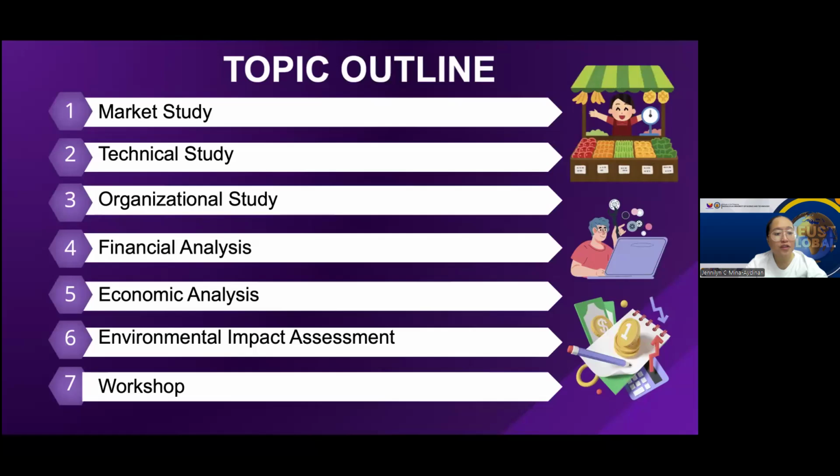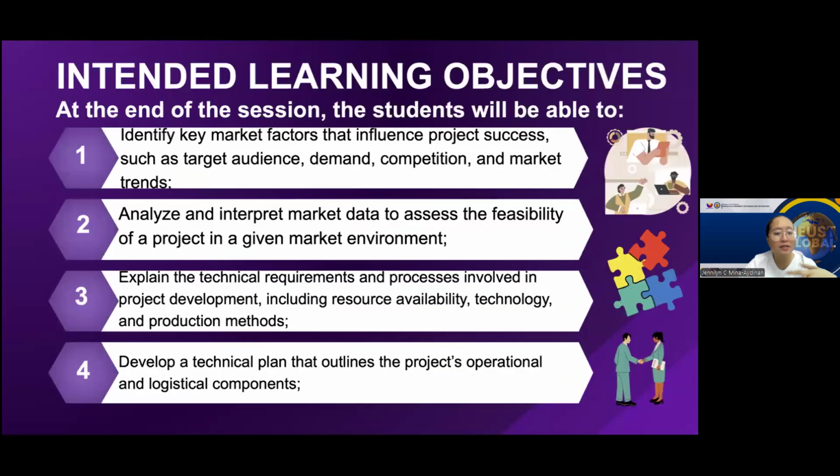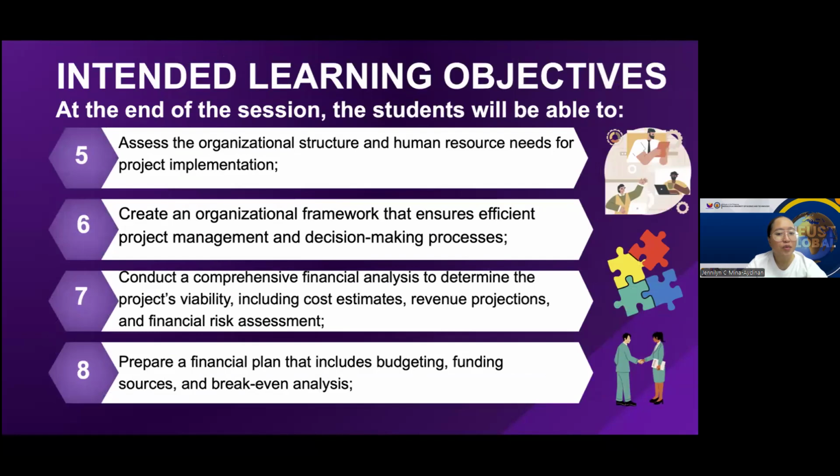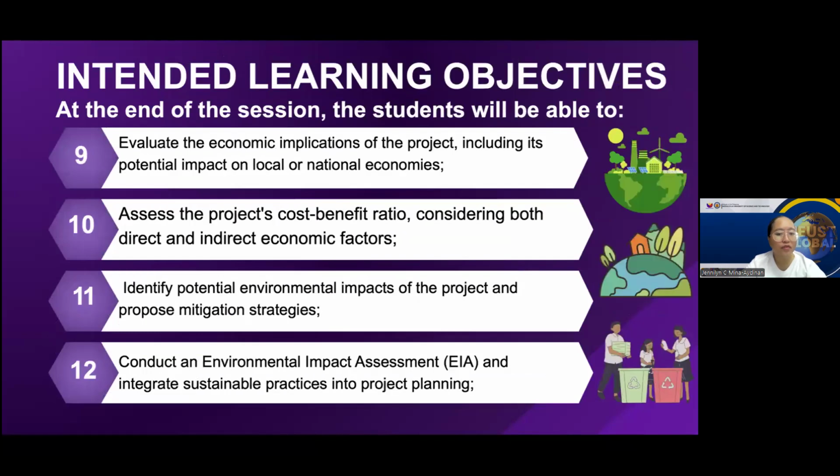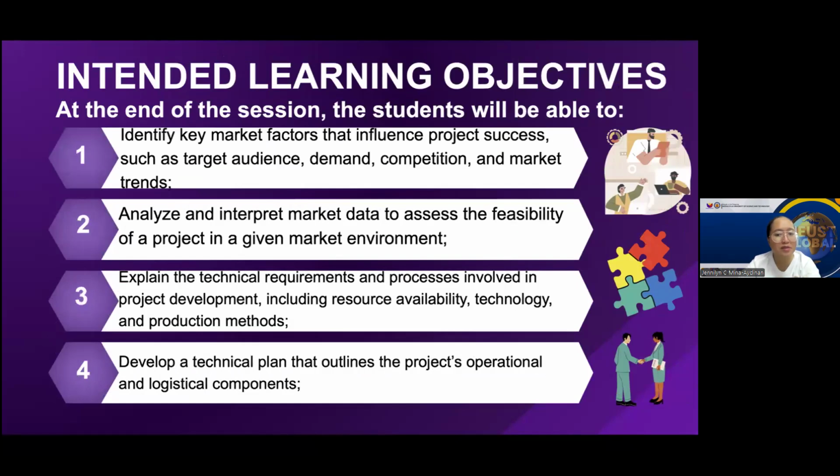But of course, at the end of the discussion, I am expecting that the students are individually able to do the following. You have to remember that all of us who are professional students can already identify key market factors that influence project success such as target audience, demand, competition, market trends. We can already analyze and interpret market data to assess the feasibility of a project in a given market environment, and explain the technical requirements and processes involved in project development, including resource availability, technology, and production methods.